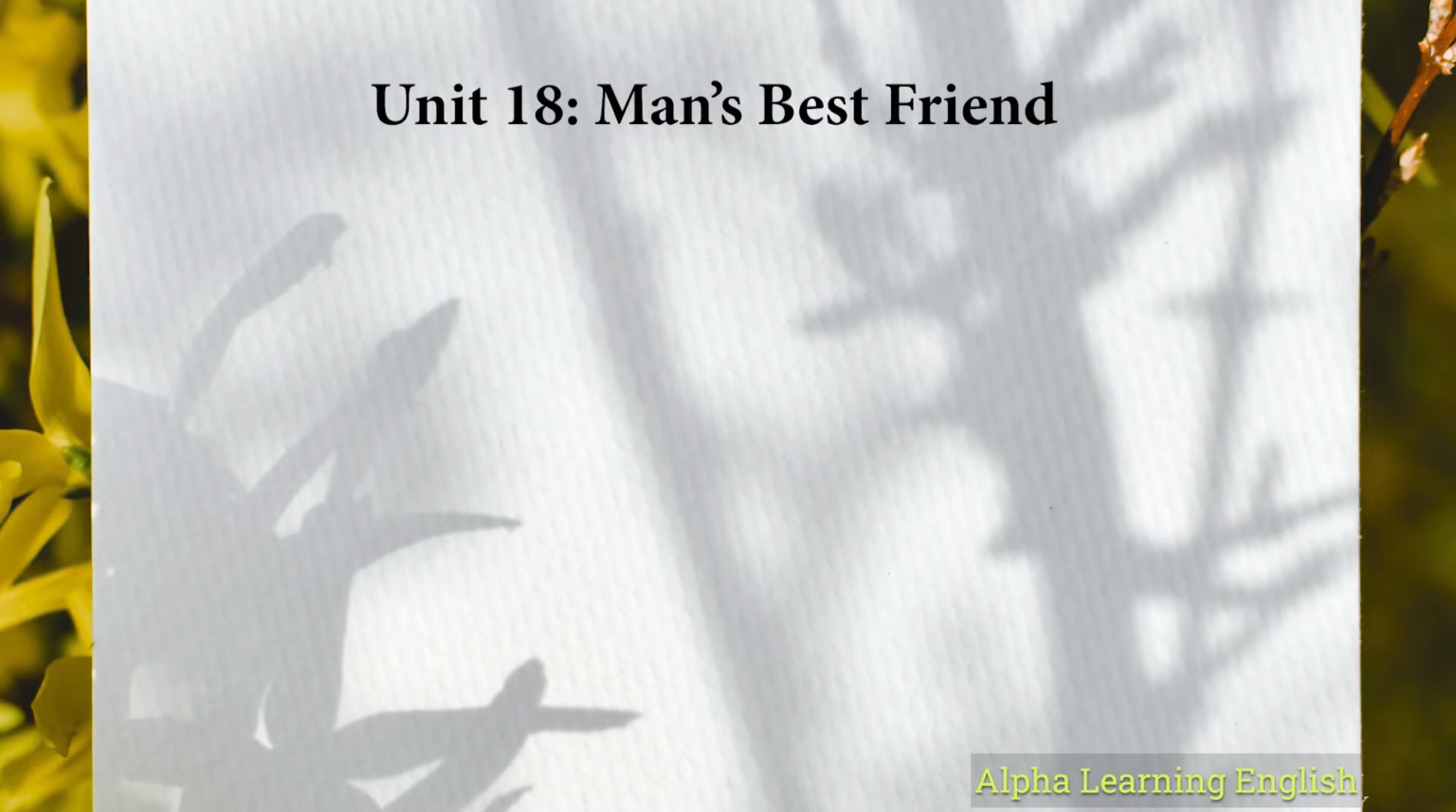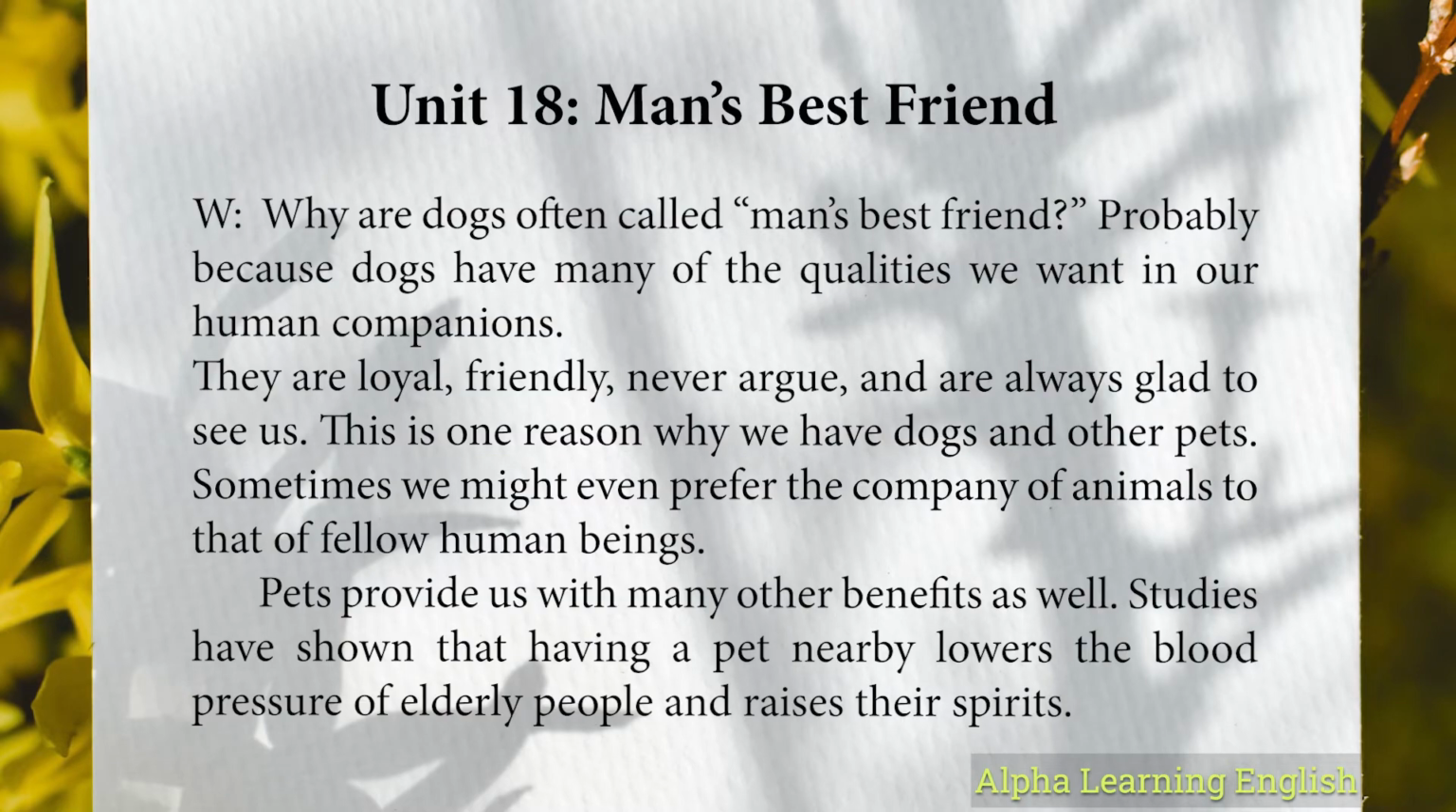Unit 18. Man's Best Friend. Why are dogs often called man's best friend? Probably because dogs have many of the qualities we want in our human companions. They are loyal, friendly, never argue, and are always glad to see us. This is one reason why we have dogs and other pets. Sometimes we might even prefer the company of animals to that of fellow human beings.